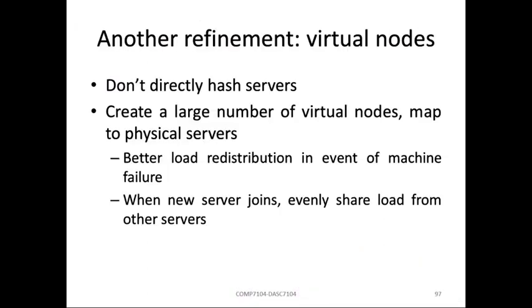There are other adjustments or refinements that can be made here. We may not directly hash the actual identifiers of nodes. Instead, a node may represent a larger number of virtual nodes, and then those will be mapped to physical servers, physical nodes, and that allows for a better load redistribution in the event of failures. And when new servers join, it also allows to better share the load from other servers. So basically, each physical node will be represented in the system by a certain number of virtual nodes.